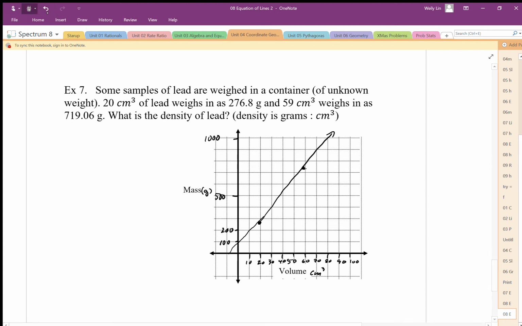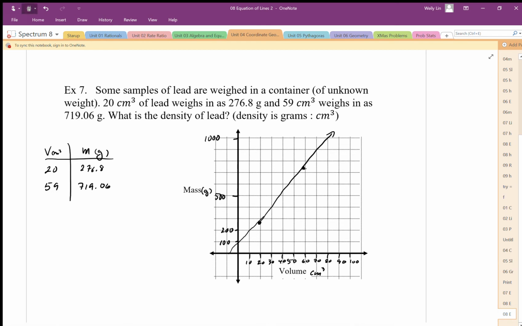I want to compare the change, so I'm just going to sketch a little table as well. This is our volume in centimeters cubed, and this is the mass in grams. We have volume 20 and mass 276.8. Here we have volume of 59, and this is going to be 719.06. So we need to work that out.